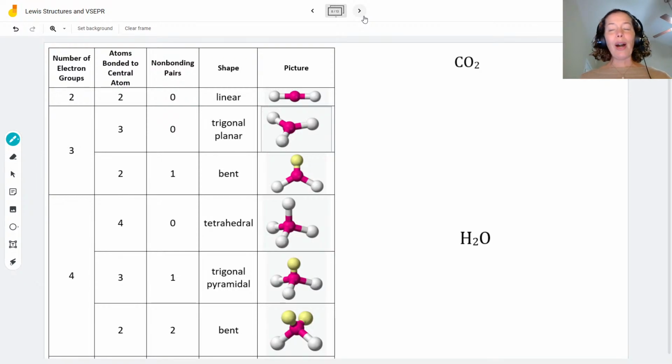Anyway, a couple more shapes here, and then we're going to go on to those expanded octet shapes, because that's a whole other table with a whole other set of shapes. But let's do these first.